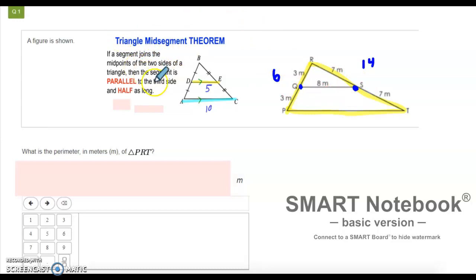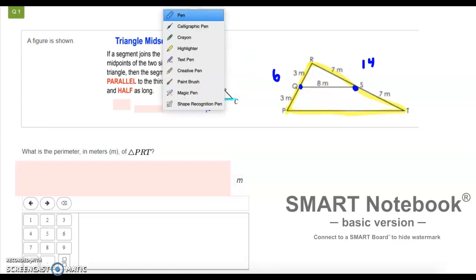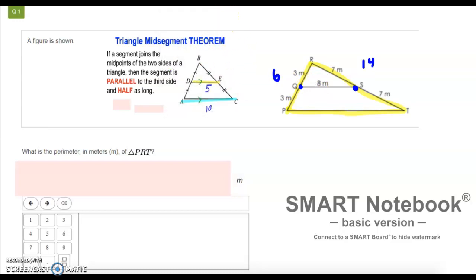And then if we look at our triangle midsegment theorem, it says if a segment joins the midpoints of the two sides of a triangle, then the segment is parallel to the third side and half as long. So segment QS joins the midpoints of two sides of a triangle, making it a midsegment, which means it is parallel to PT and half as long. So if QS is 8, that means PT would have to be 16, because half of 16 is 8.